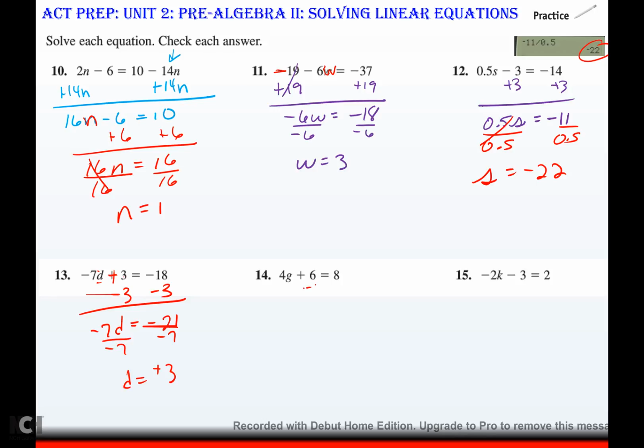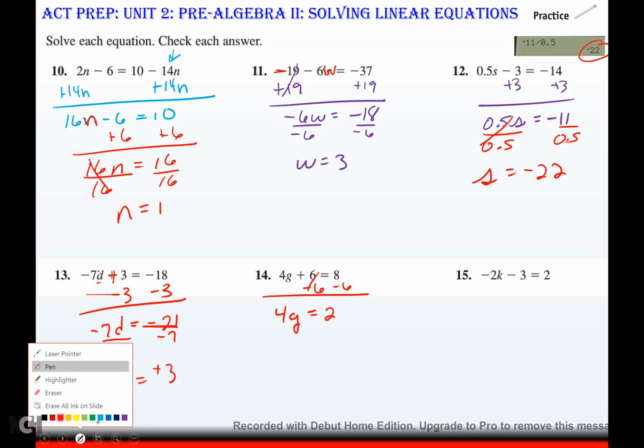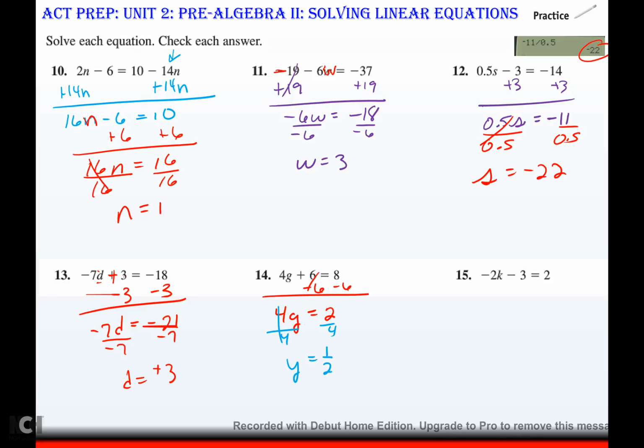Okay, on this one, we're going to minus 6 from both sides. That gives me 4g equals 2. Divide by 4, and g equals 1/2 if I reduce.